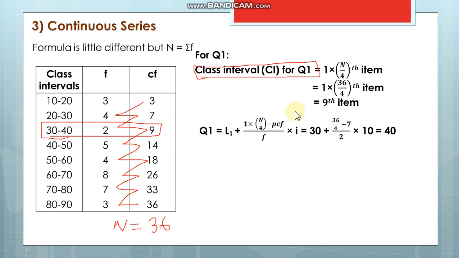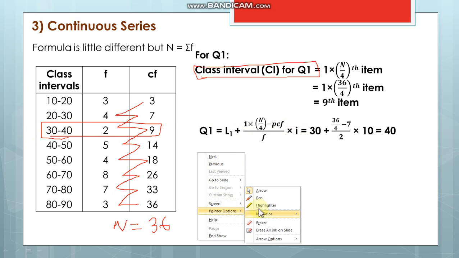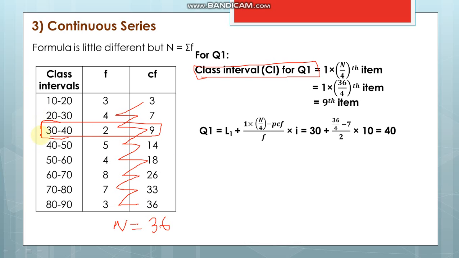So next the formula is this: Q1 equals L1 plus 1 into N by 4 minus PCF, that is previous cumulative frequency, by f into i. Let me explain. What is L1? L1 is the lower boundary. So what is my lower boundary? This is my class interval 30 to 40. The lower boundary is 30. So this L1 is 30, right?